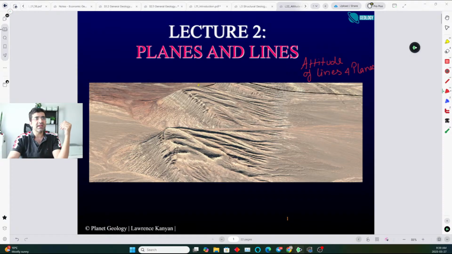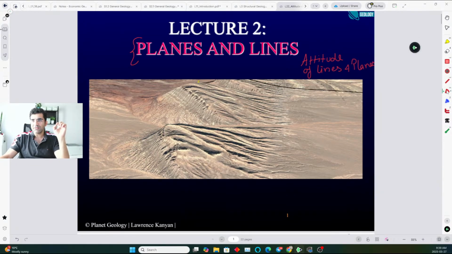When we mean lines and planes, we are meaning structural features which are linear and planar. Okay, so we are not talking about topographic features here. We are talking about structural features here. We will study structural features, linear and planar structural features.